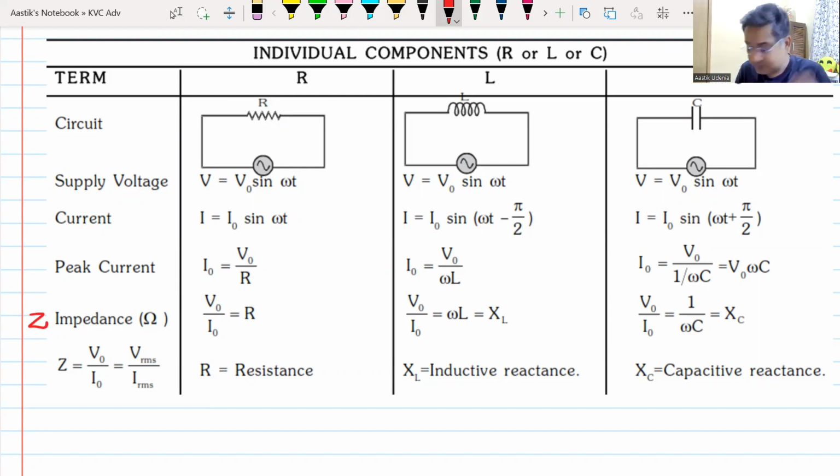In the first case, the impedance is pure R, so R. In the second case, it consists of pure L, so the impedance becomes equal to XL. In the third case, the circuit only consists of a capacitor and therefore the impedance becomes XC. Do we understand this? Yes, sir. I'll give you 2 minutes to note this down.